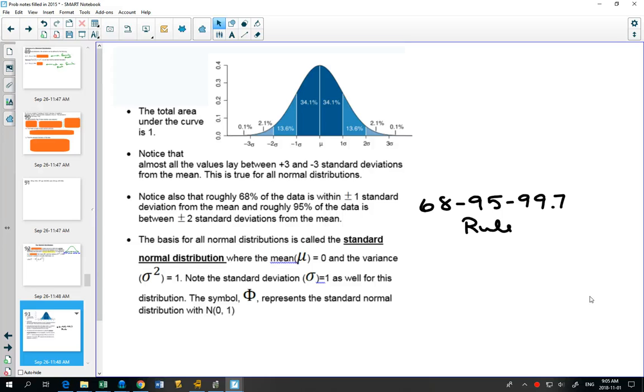So that was our 68, 95, 99.7 rule. We have a standard normal distribution and a normal distribution. What the standard normal distribution does is it says, let's just change our mean to 0 and count standard deviations as 1. And then that would make a standard normal distribution.